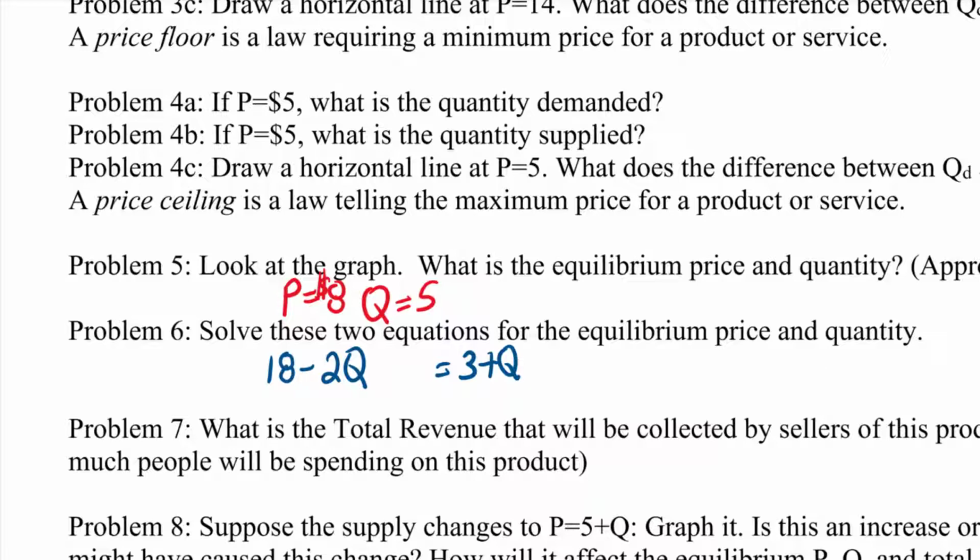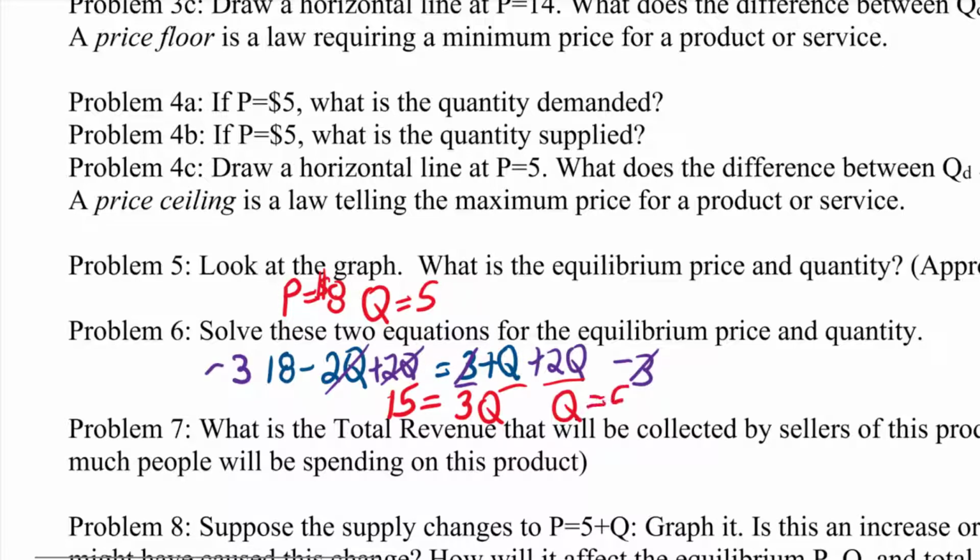Okay, now there's a lot of different ways we could go about doing it, but what I would do is add 2Q to both sides, and then subtract 3. So those cancel, subtract 3, and those cancel. And so we would end up with 18 minus 3 is 15 equals Q plus 2Q. Well, that'd be 3Q. And here we divide both sides by 3, and sure enough, we get Q equals 5, just like we thought it looked like on the graph.